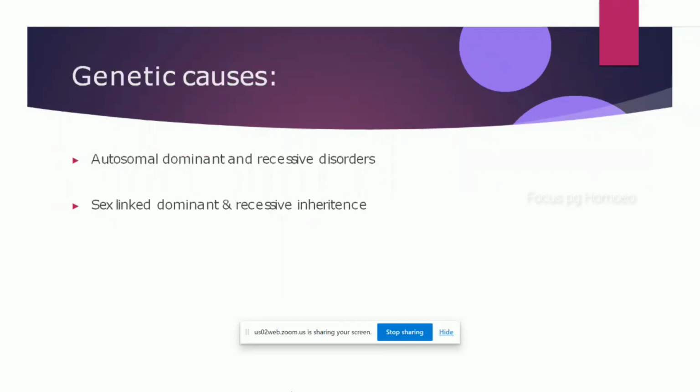Then next one is genetic causes. In genetic causes, there are autosomal dominant and recessive disorders, and the second one is sex-linked dominant and recessive inheritance.